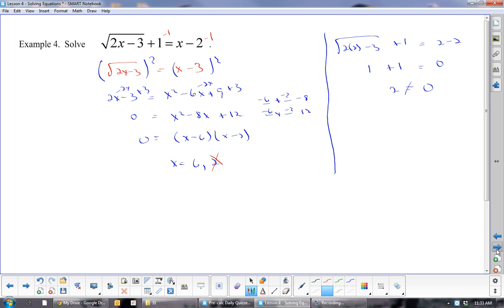Let's try 6. 2 times 6 minus 3, plus 1, equals 6 minus 2. 2 times 6 is 12. 12 minus 3 is 9. Square root of 9 is 3. 3 plus 1 equals 4. 4 equals 4. This one does work. So x does equal 6. So when you do these, just always check.